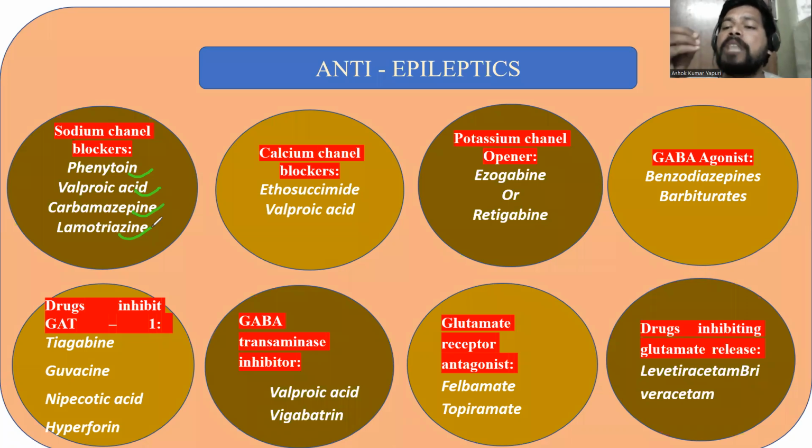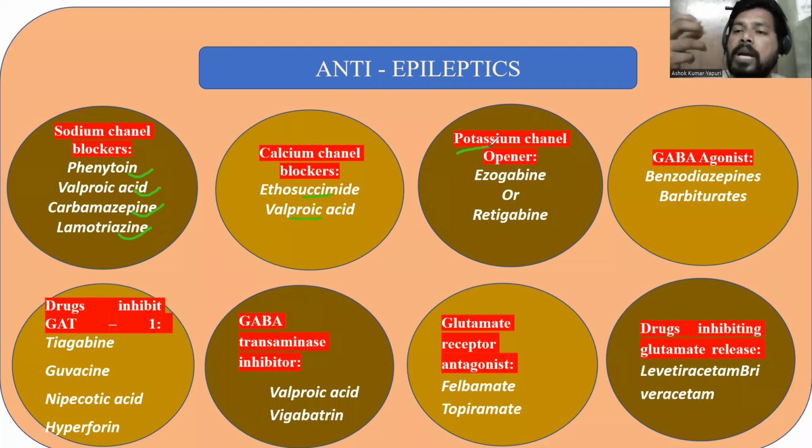And next, calcium channel blocker. Excess activity, or increased activity, of T-type calcium channels in the thalamic neurons may develop absence seizures, one of the types of seizures. And that's why we have to block T-type calcium channels in the thalamic neurons by using ethosuximide and valproic acid drugs.